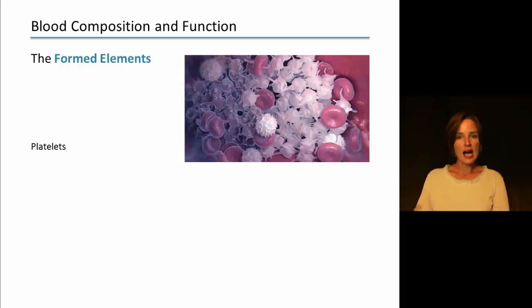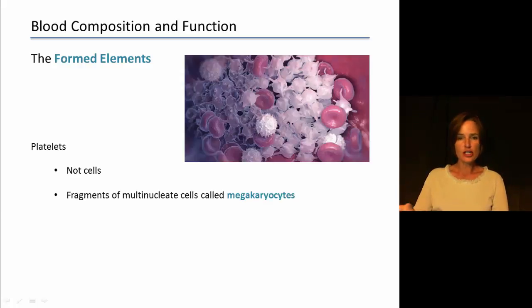The platelets are the last part of the formed elements. The platelets are unusual because these are not cells, and since they're not cells, they have a different shape. They're just little fragments of multinucleated cells. Again, we said they're not cells because they're just fragments of cells, and we call those cells megakaryocytes. So you can see that they have odd shapes in this slide right here.